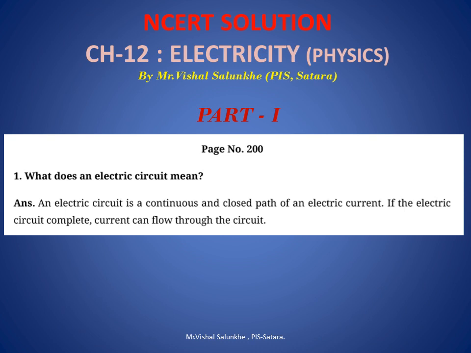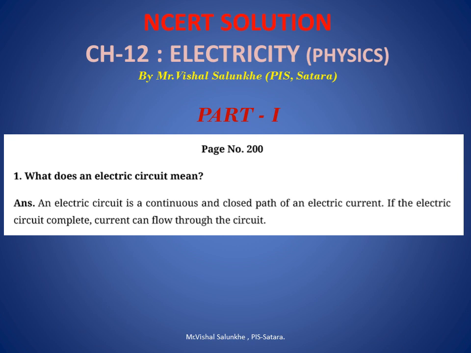My dear student, an electric circuit is a continuous and closed path of an electric current. If the electric circuit completes, the current can flow through the circuit. Here I would like to add something. My dear student, an electric circuit consists of 4 to 5 main things. First, battery or cell. Second, resistor or conductor. Third, ammeter to measure current. Fourth, voltmeter to measure voltage. And then conducting wires and a bulb if it is necessary.